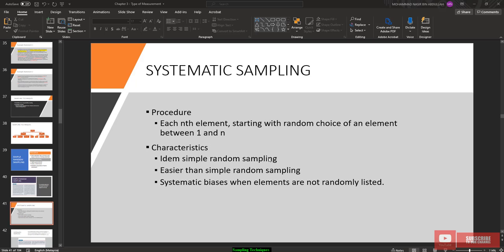So the first element, or the first sampling unit that we select from the population, is a random choice. And then the subsequent sampling units that you select are based on the k value, right? So it's actually not a fully randomized sampling technique. The characteristics are: it is easier than simple random sampling, we do not need a complete sampling frame, and there is systematic bias when elements are not randomly listed. So these are the characteristics.